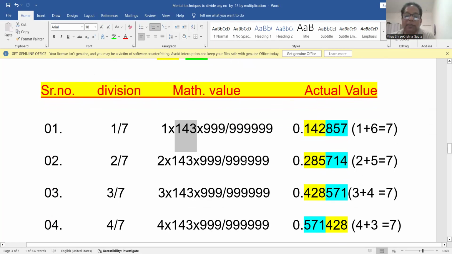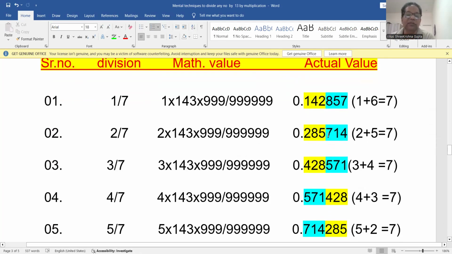And then when divided by 999, it becomes a recurring non-terminating decimal. These are non-terminating decimals, which means they will keep on repeating continuously. And my answer is 0.285714. Now from here, as you go further, you can see that the same numbers are repeating. It is now starting from 2, 285714. The same numbers are repeating in a cyclic order.